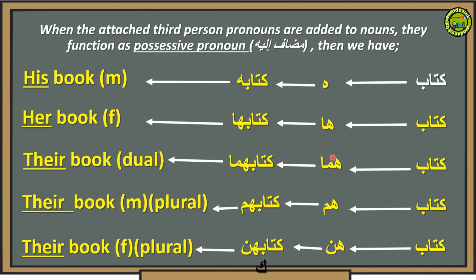كتاب plus هما becomes كتابهما, their book, for dual. So the possessive pronoun here is هما. كتاب plus هم becomes كتابهم, their book, for masculine plural. So the possessive pronoun here is هم. كتاب plus هن makes كتابهن, their book, for feminine plural. So the possessive pronoun here is هن.